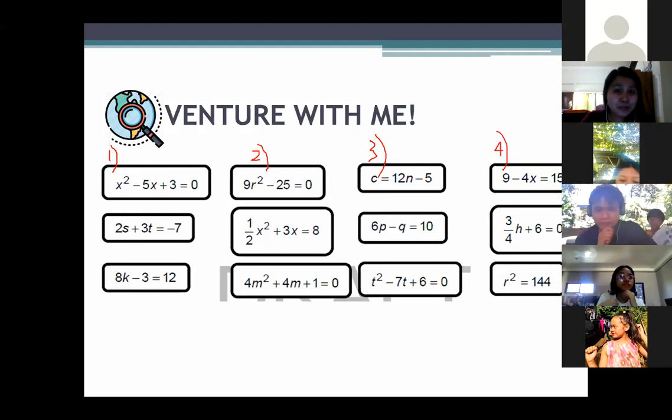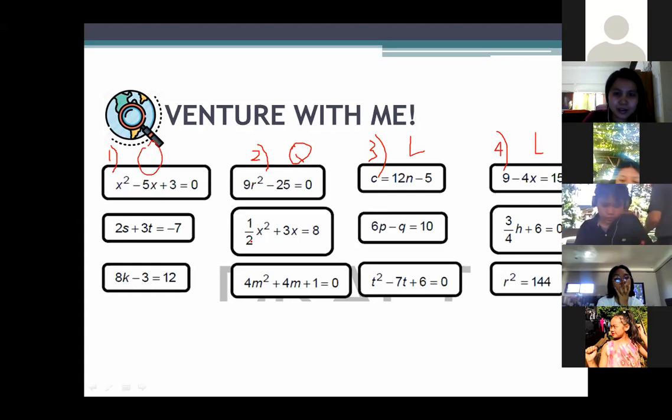Next, let's go to number 4. 9 minus 4x equals 15. Smiley or heart? Oh, very good. That is a smiley, a linear. Let me write, so that you will not forget. Linear, linear, quadratic, quadratic.